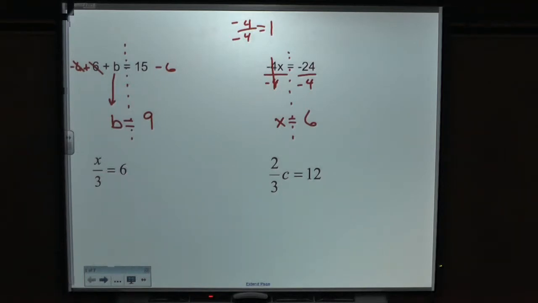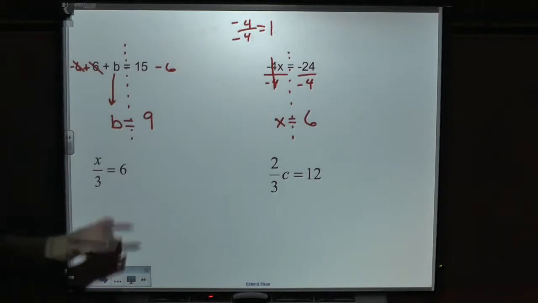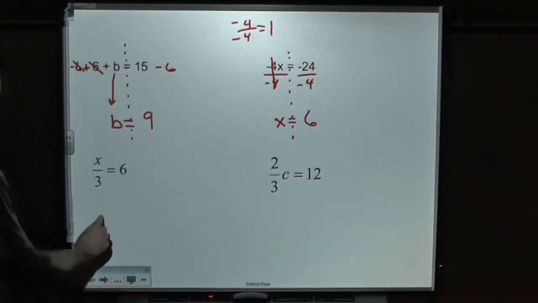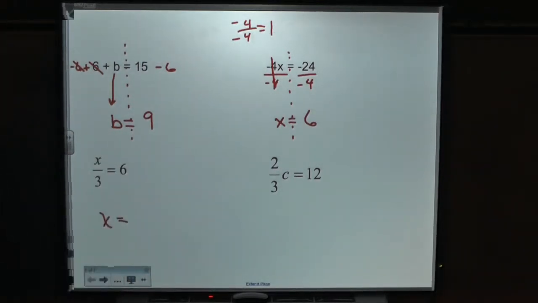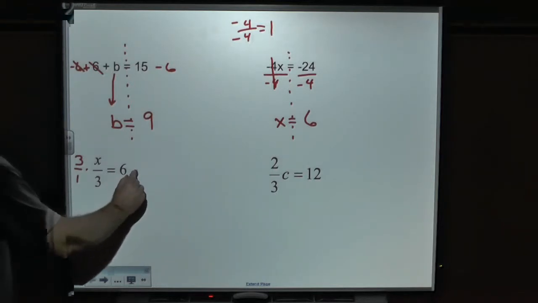Alright. So down here, x over 3 is equal to 6. As we look at this, what we're going to do is we have division now. Same idea as multiplication. We still want to get the variable by itself. But now, with division, we have to do the opposite operation, which is multiplication. What we're going to multiply by is that denominator. So we're going to multiply both sides by 3.